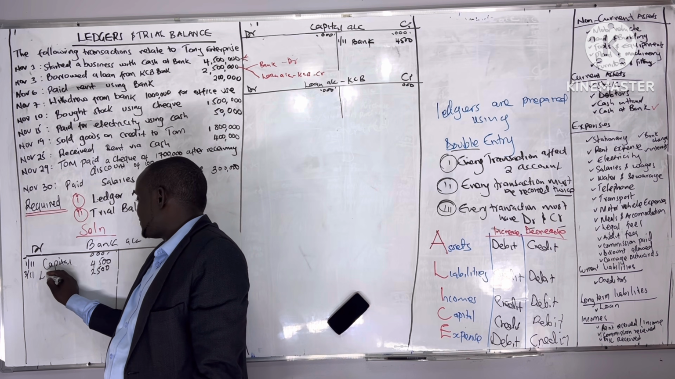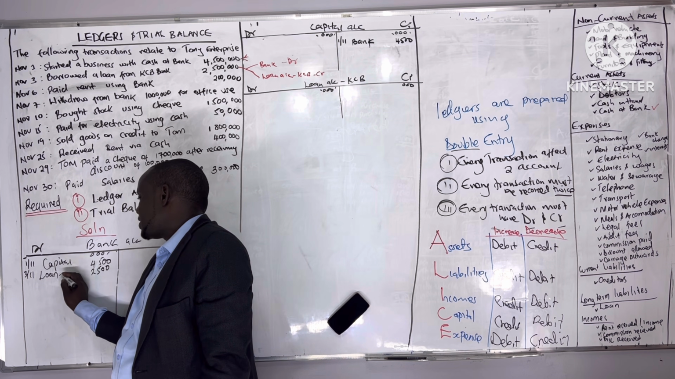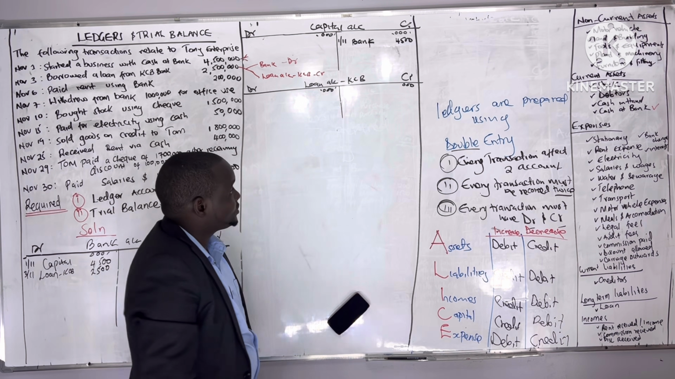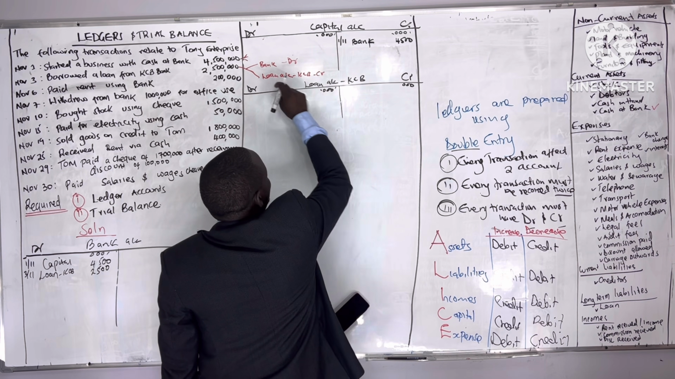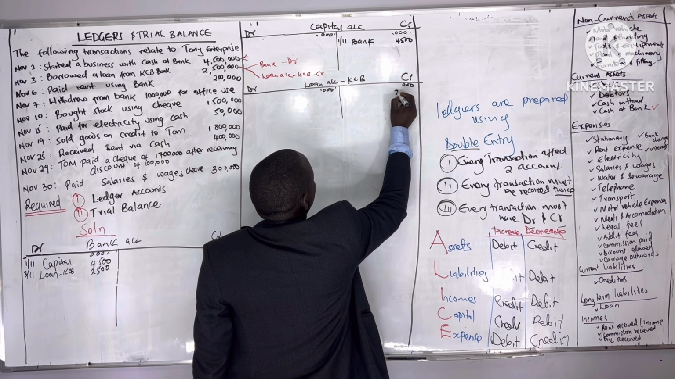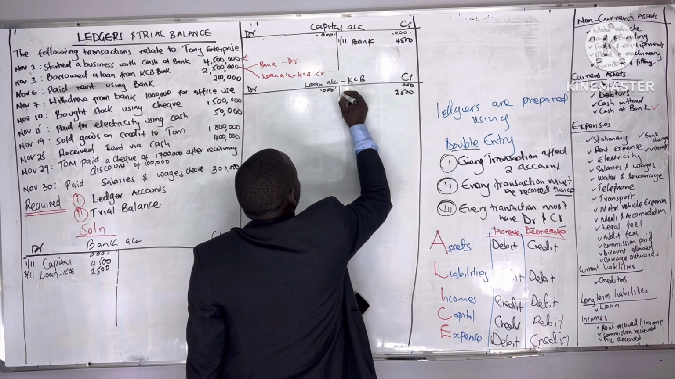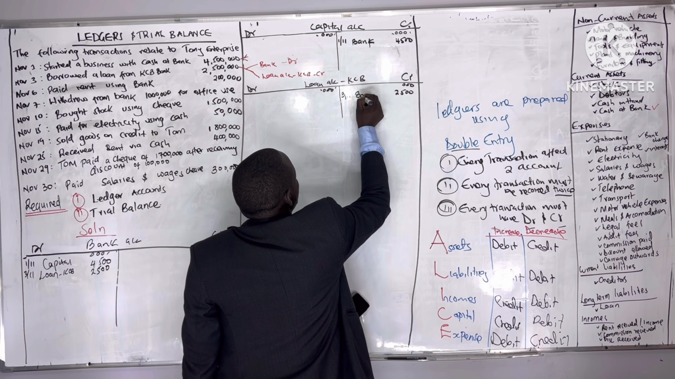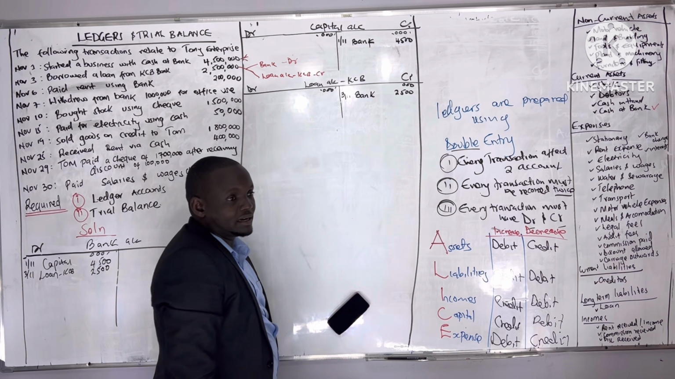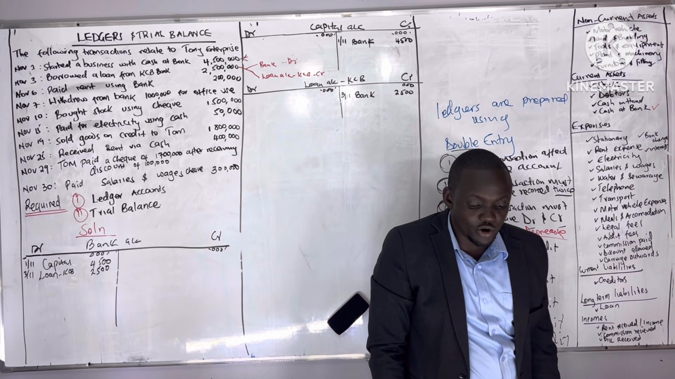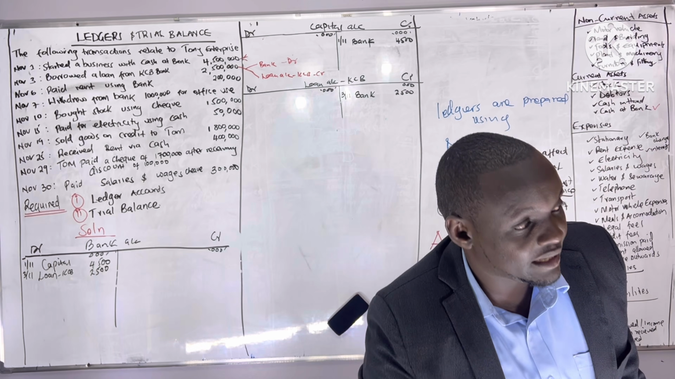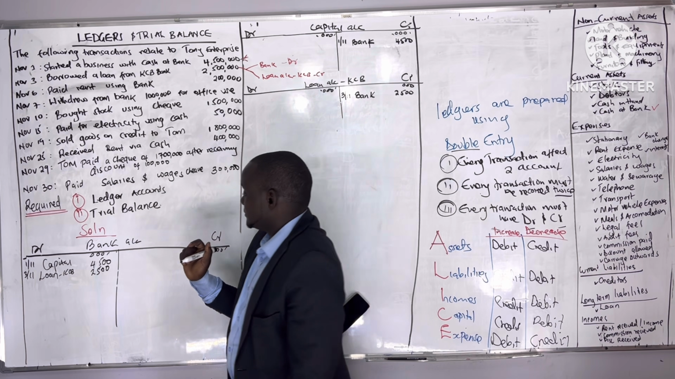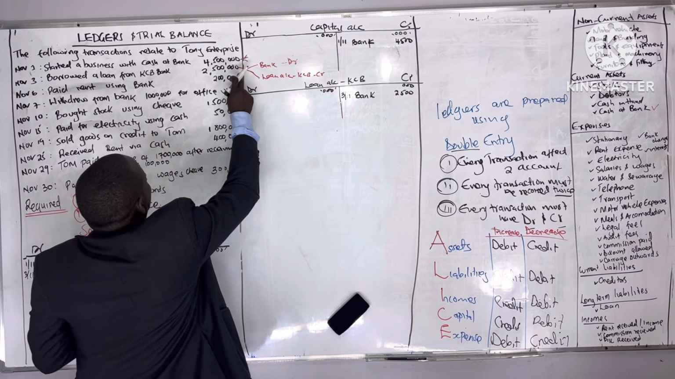This money came from what? Came from loan, and I specify this loan is from KCB. The next one, I am supposed to credit the loan account. I post on the credit side 2,500, that is 3rd November, and I specify this loan went to the bank. So this one is done.